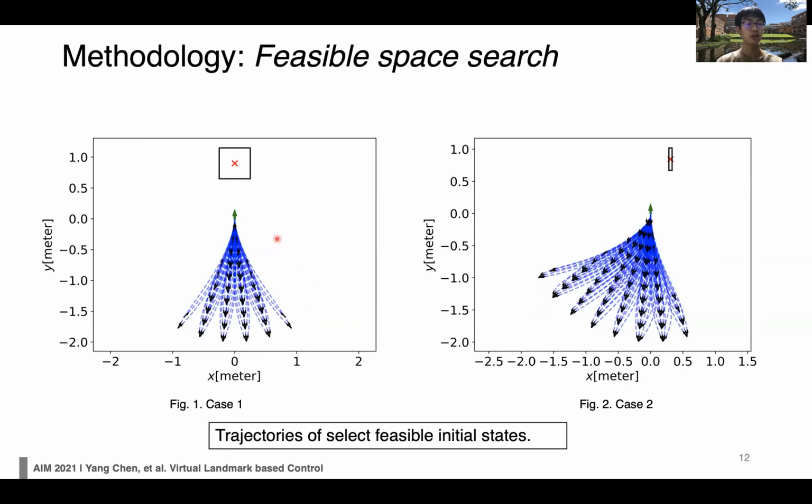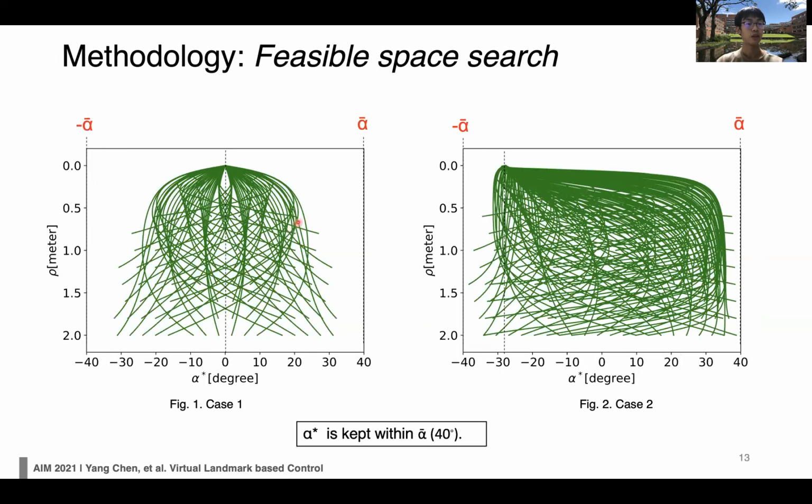We can check the trajectories from those selected initial states, as shown here. They could all converge to the virtual landmark. Then we can also confirm the alpha star is kept within alpha bar all the time.